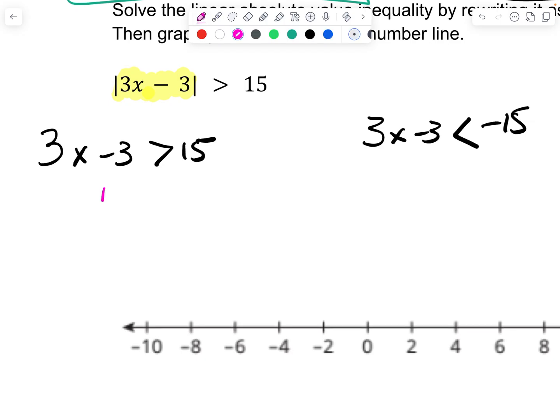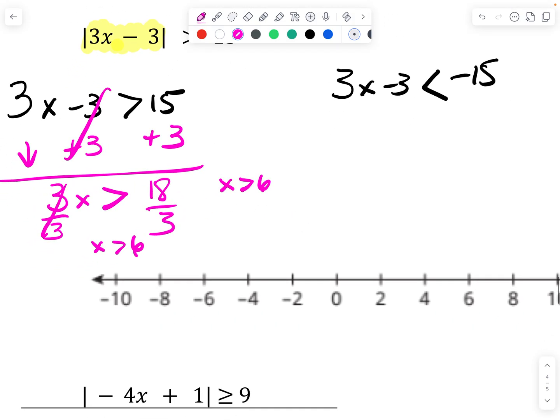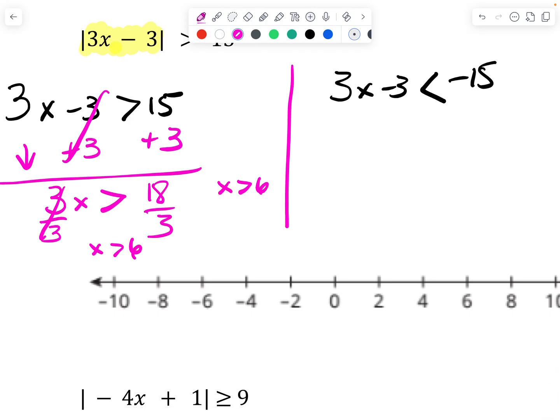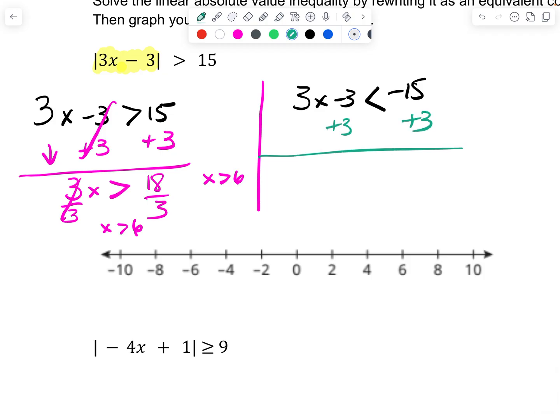So let's go ahead and we're going to plus 3. We bring this down. And then we divide by 3. And so we get x is greater than 6. So here's part of the solution. We have x is greater than 6. Now, I know that your teacher may have solved this a little bit different in class, but the concept should be the same. So this one here, we're going to plus 3, bring this down, then divide by 3, and there's the other part. So these are the two parts that you got to graph.